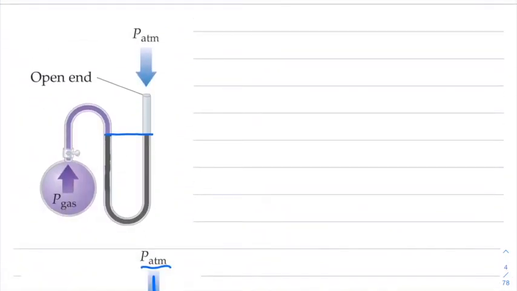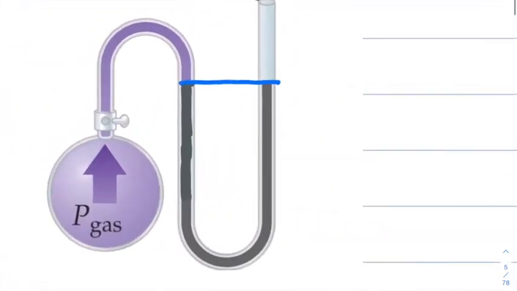So I'm going to start off with 1, and let me zoom in here. Here the mercury, I have colored it in too, that's why it doesn't look perfect, but the mercury is at the same level on both sides. So if I thought about H, which is the difference in height between the two levels, I would say the height difference is 0. They are at the same level.